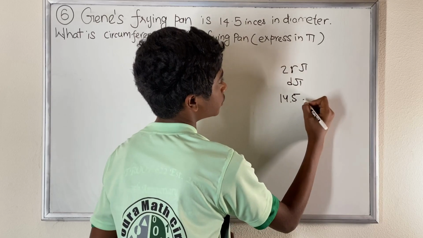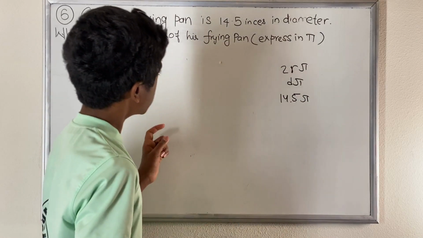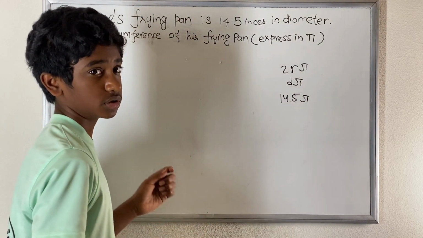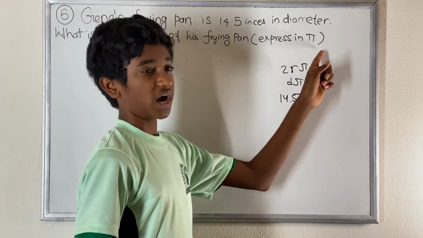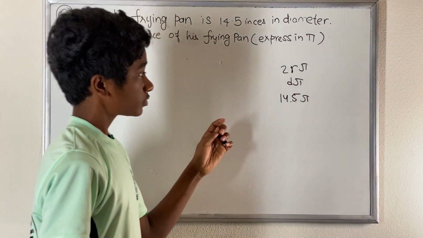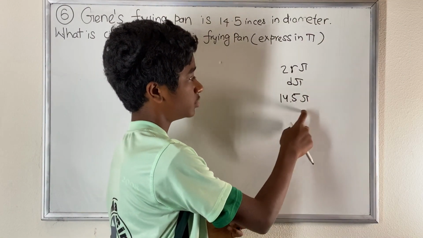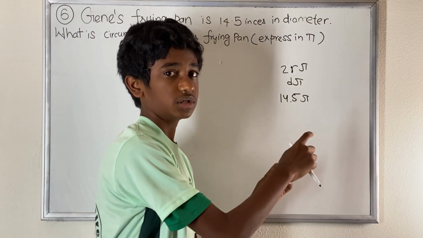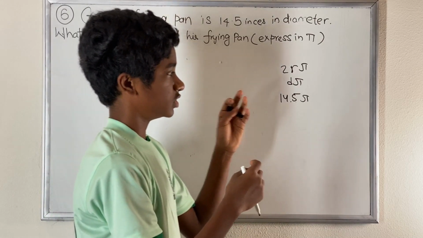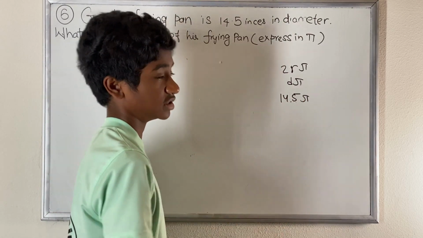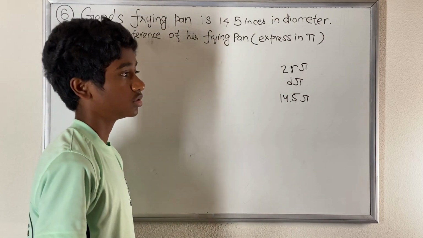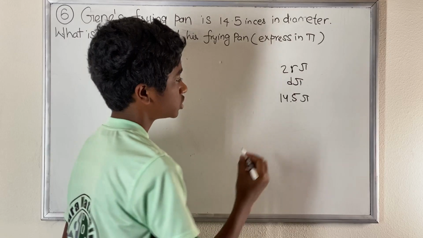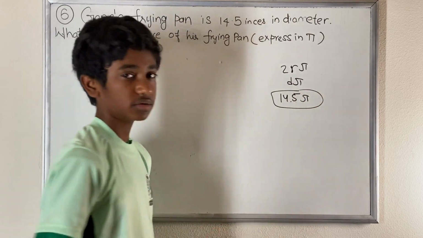14.5 pi. Okay, so let's read the second part of the question. What is the circumference of his frying pan expressed in terms of pi? So since 14.5 times pi has a pi in it, we can just leave it as it is. We don't have to make it 3.14 or 22 over 7. So our answer is 14.5 pi.